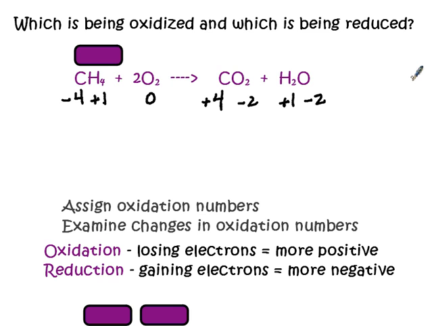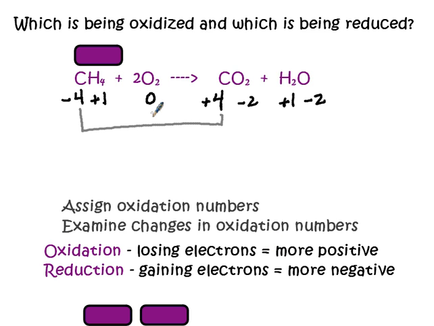Now again, I'm looking for things that have changed their oxidation numbers. The first one here I'm looking at is carbon. Carbon went from a -4 to a +4, so it's becoming more positive. That means the carbon is being oxidized. It's undergoing oxidation. It's losing electrons.